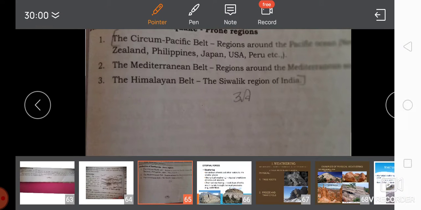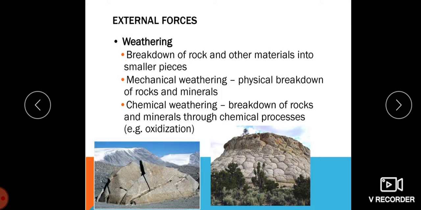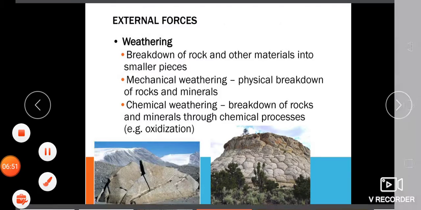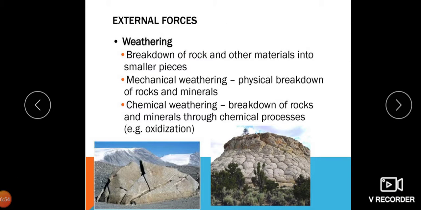Now let us move on to the next topic, that is external forces. What do we mean by external forces? External forces, children, are the natural forces that modify the surface of the earth. The important forces are temperature, wind, rainfall, snowfall, river, glacier. So these forces act on the surface of the earth, and constantly there is a change in the features. Let us know about weathering.